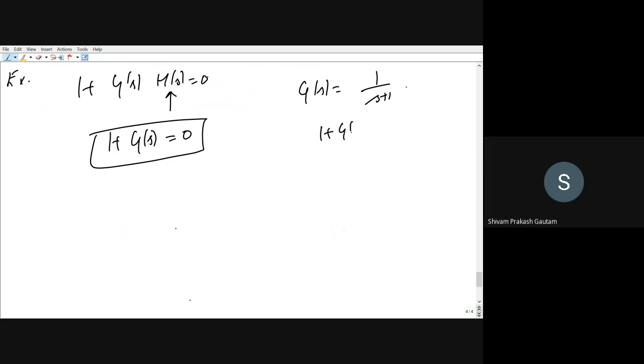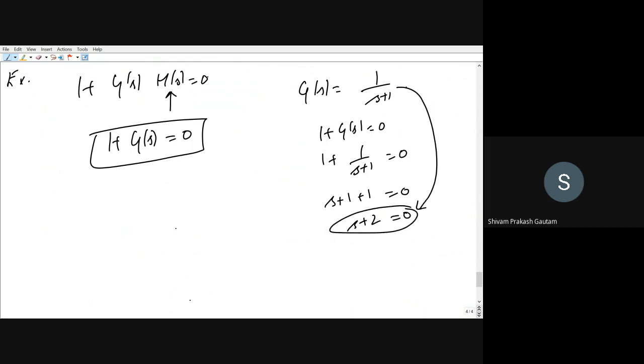1 plus GS is equal to 0. So 1 plus GS will be equal to 1 plus 1 upon S plus 1, which will be equal to 0. So this will be S plus 1 plus 1 equal to 0. So S plus 2 is the characteristic equation of this open loop transfer function, as you can see. So do not confuse yourself. You can directly calculate the characteristic equation from the open loop transfer function as well.